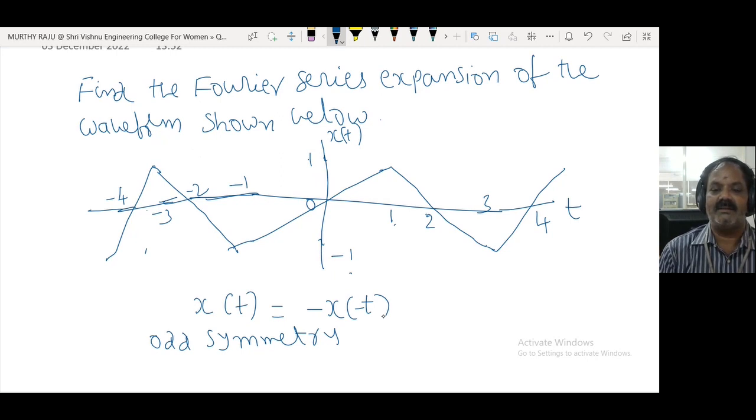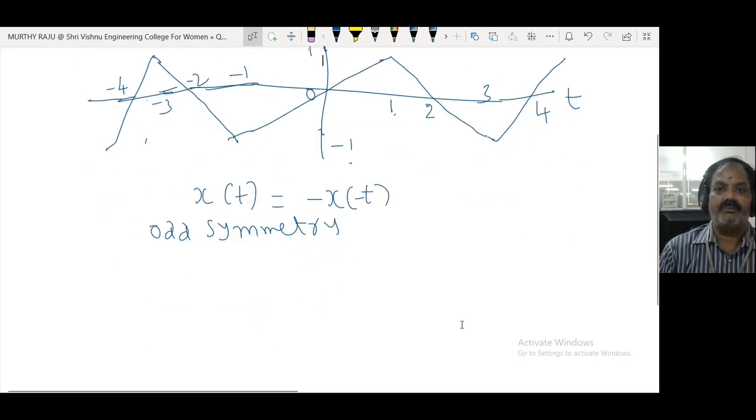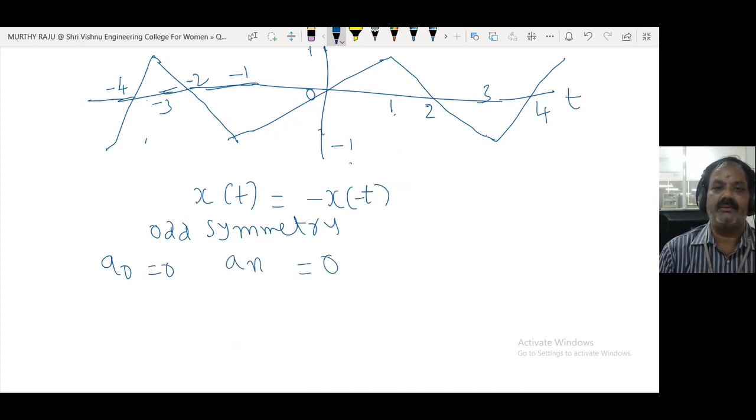That is a minus t, x of minus t. Here in the positive side, the value is 1, x of t amplitude is 1. In the negative side, x of t value is -1. That is the reason for minus x of minus t. This one is odd symmetry. For odd symmetry, A0 is equal to 0, An is equal to 0.